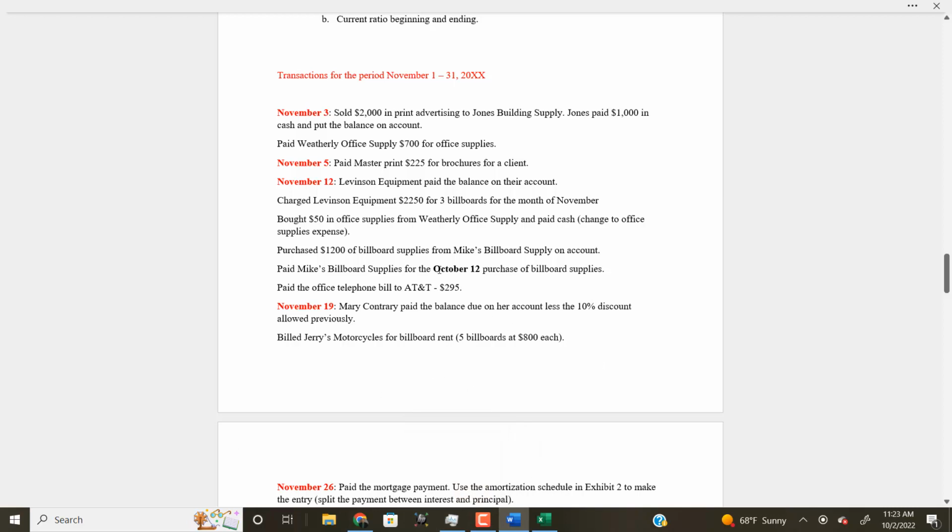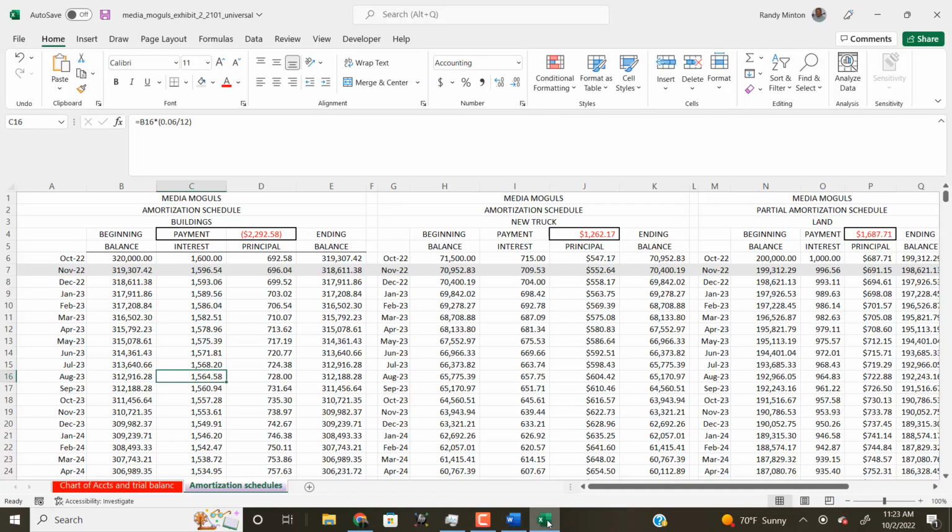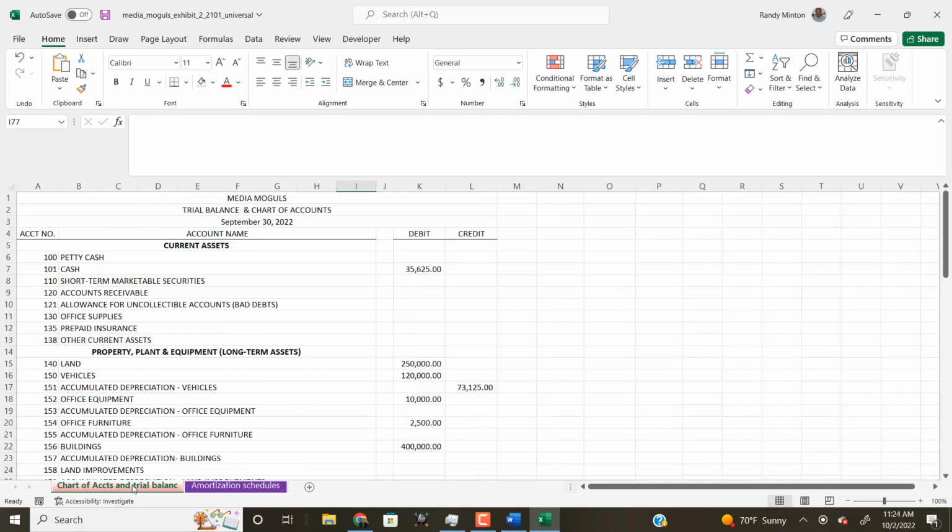$1,200 for billboard supplies. We have a billboard supplies account under assets. If you do not have a billboard supply account under assets, just simply put it under the current assets. Let's go back over here and look at the chart of accounts. I don't think I put that in initially. So you just find a home for it. Call it 131 billboard supplies.